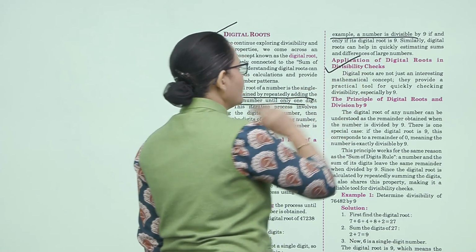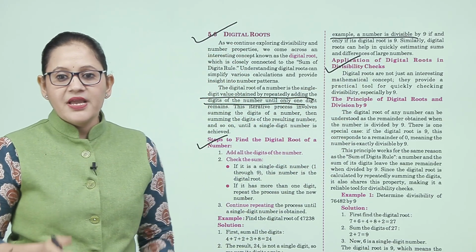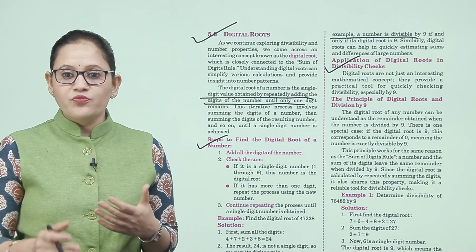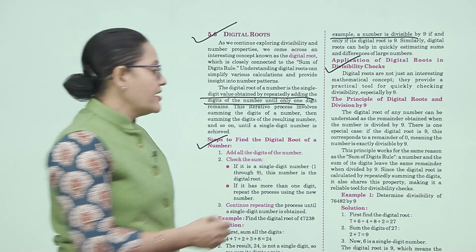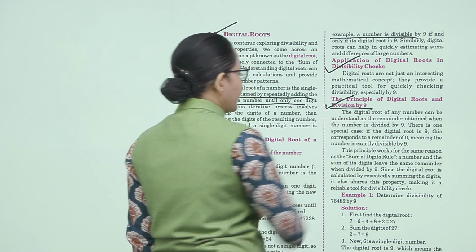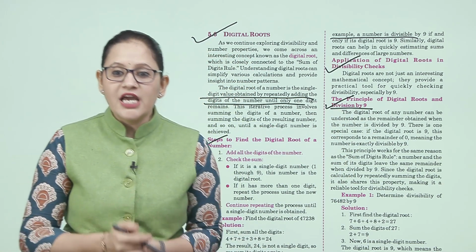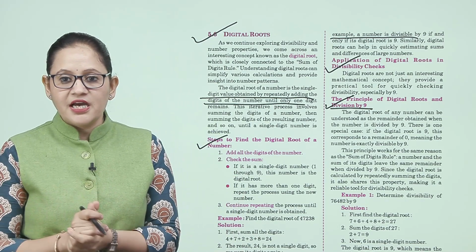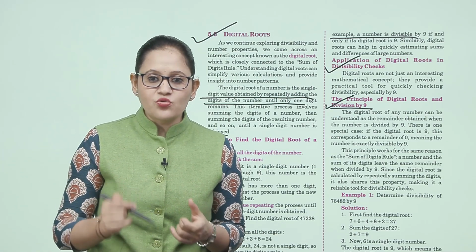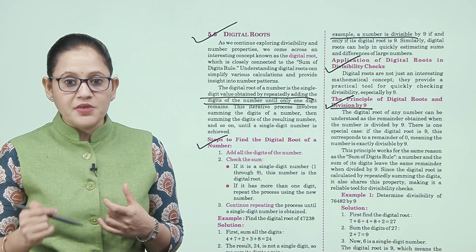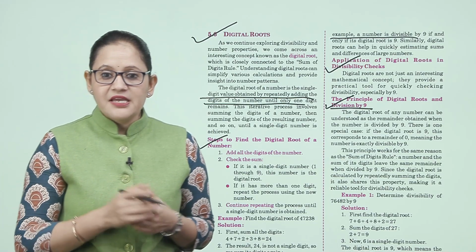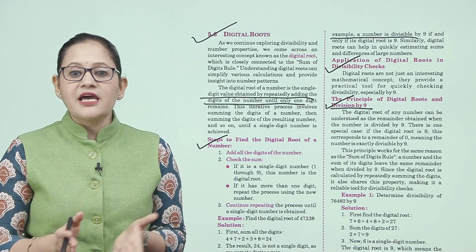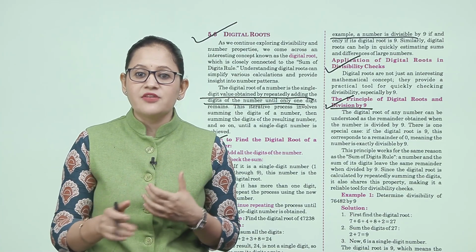Now, the application of digital root in divisibility check. Digital roots are not just an interesting mathematical concept, they provide a practical tool for quickly checking divisibility, especially by 9. Now, the principle of the digital root for division by 9. The digital root of any number can be understood as the remainder obtained when the number is divided by 9. There is one special case. If the digital root is 9, this corresponds to the remainder 0, meaning the number is exactly divisible by 9. This principle works for the same reason as the sum of digits rule. The number and the sum of its digits leave the same remainder when divided by 9.